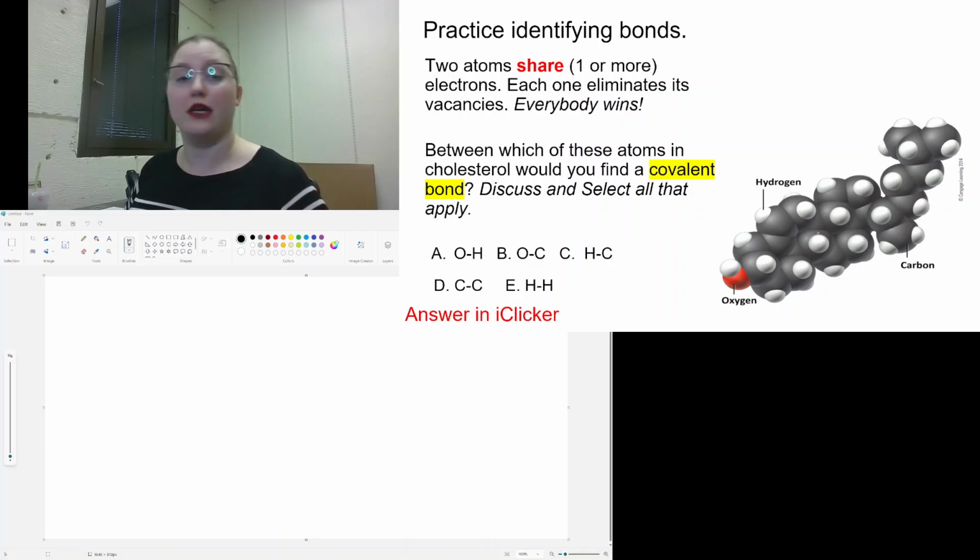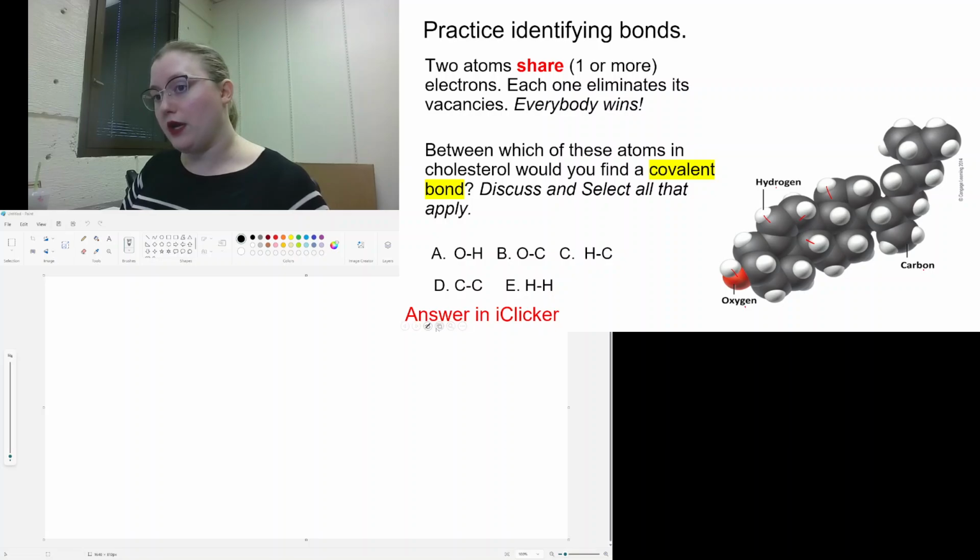This is our molecule cholesterol. We talked about this a little bit in the last one. First, let's think about what elements are actually here. We have hydrogen, oxygen, and carbon. Now let's look at our molecule. Are these elements bonded to each other? Anywhere that a sphere is touching another sphere is a bond, right? Hydrogen is bonded to carbon. Hydrogen is also bonded to oxygen.